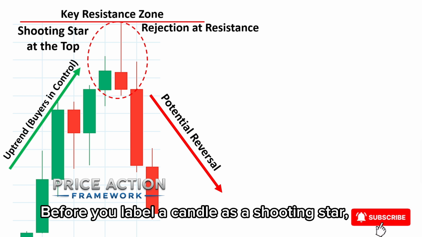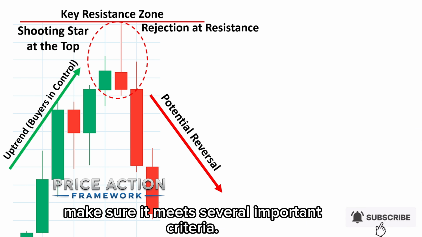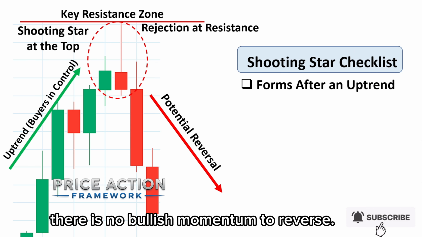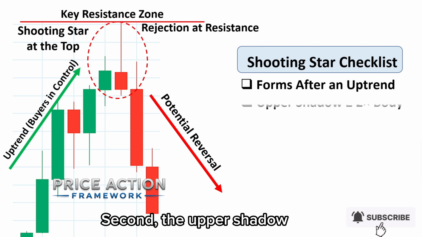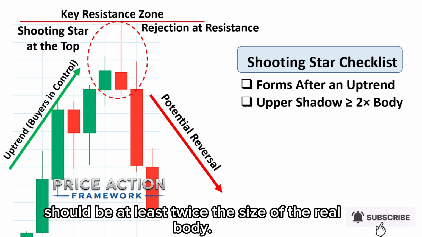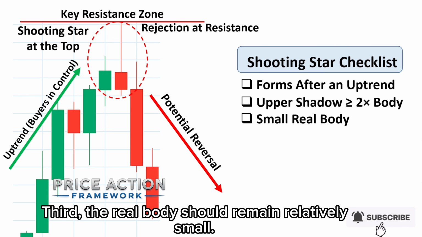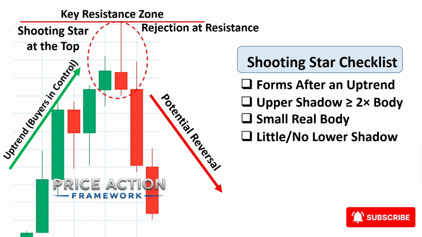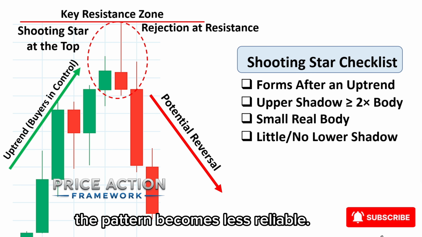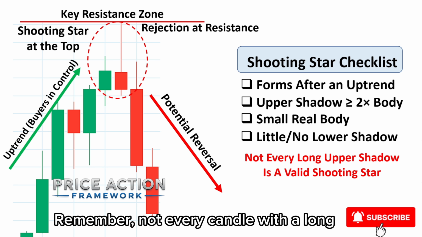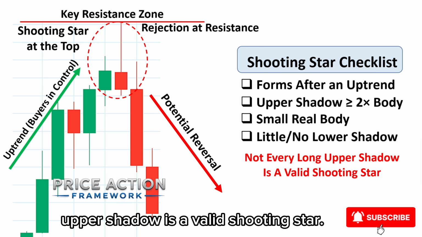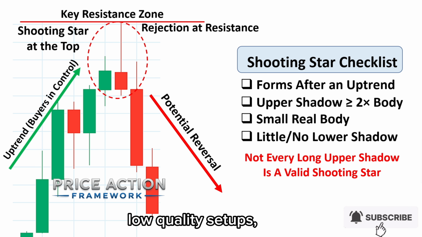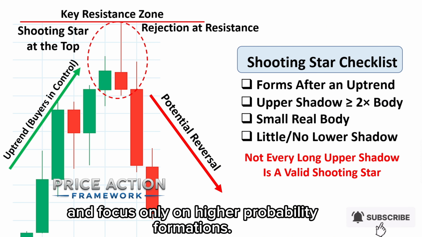Before you label a candle as a shooting star, make sure it meets several important criteria. First, it must form after an uptrend. Without an uptrend, there is no bullish momentum to reverse. Second, the upper shadow should be at least twice the size of the real body. Third, the real body should remain relatively small. And finally, there should be little or no lower shadow. If one or more of these conditions are missing, the pattern becomes less reliable. Remember, not every candle with a long upper shadow is a valid shooting star. Understanding these criteria will help you avoid low-quality setups and focus only on higher probability formations.